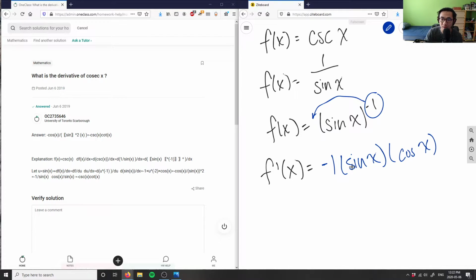So we have -1 times sine x, and what we're going to have to do is lower the exponent as well, right? So it's -1 minus 1, so obviously -2, and then we multiply it by whatever the derivative of the inside is, which is cos x here. Derivative of sine x is cos x.